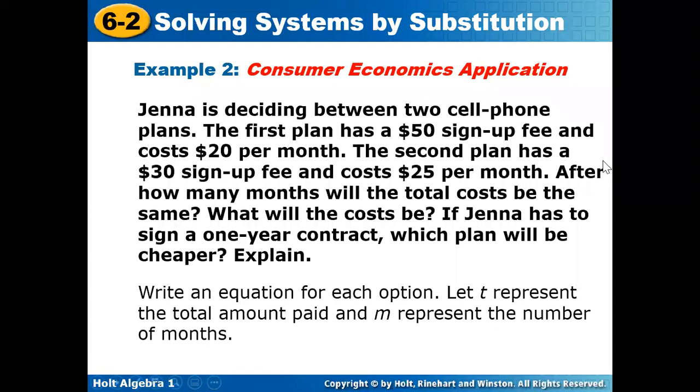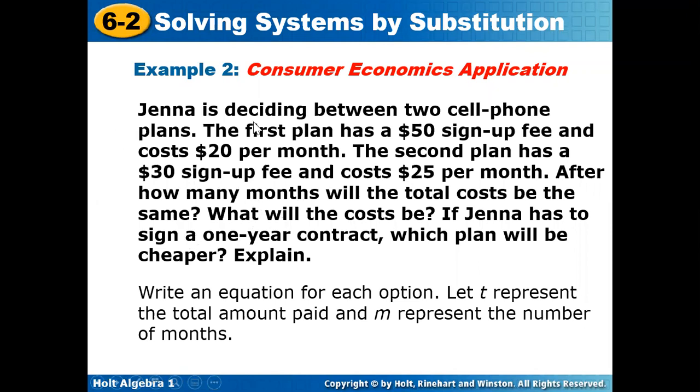So now we are going to solve this word problem. Jen is deciding between 2 cell phone plans, right? Once again, first plan has a $50 sign-up fee and costs $20 per month. The second plan has a $30 sign-up fee and costs $25 per month. After how many months will the total cost be the same? And what will that cost be? And then it continues to ask, if Jen has to sign a 1-year contract, which plan will be cheaper?